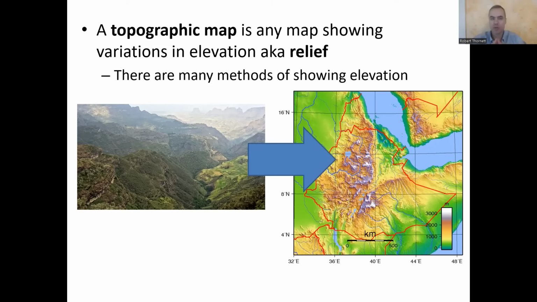So there are many ways of showing elevation on a map. You could use shading, like you see on the right there. It's got some darker and lighter. You could also use choropleth as well, which you see on the right there. In this case, colors to show different elevations.